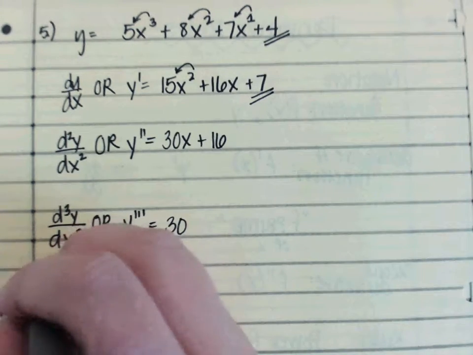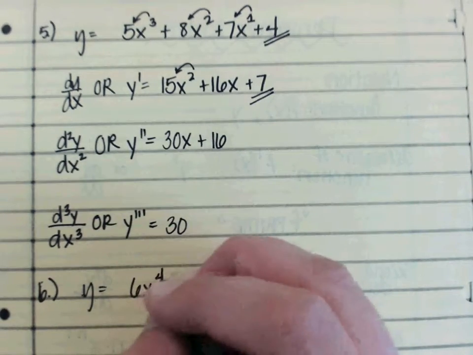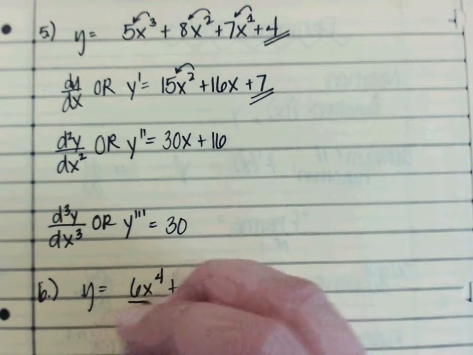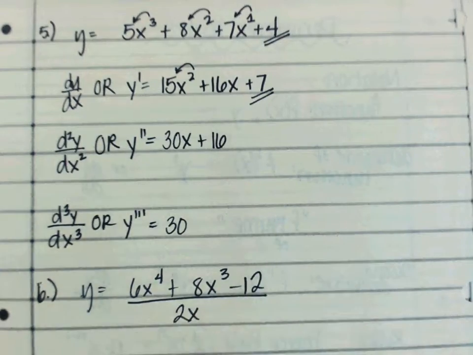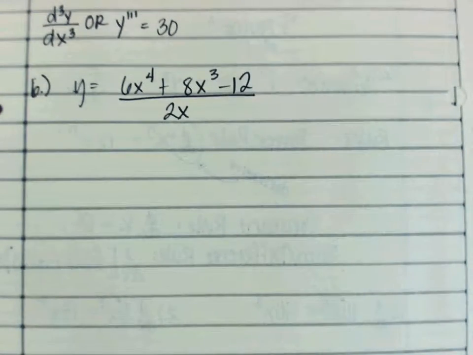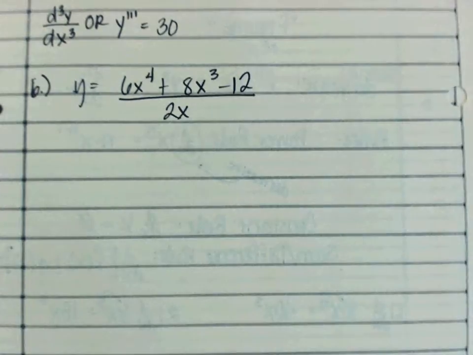Number 6. Y equals 6x to the 4th, 8x cubed minus 12 divided by 2x. Ew. No, not ew. Okay, so the only rules that you learned are power, constant, sum, and difference. That means you have to rewrite that as a power. This is a quotient, it's divided, so we're going to fix it just by simplifying.